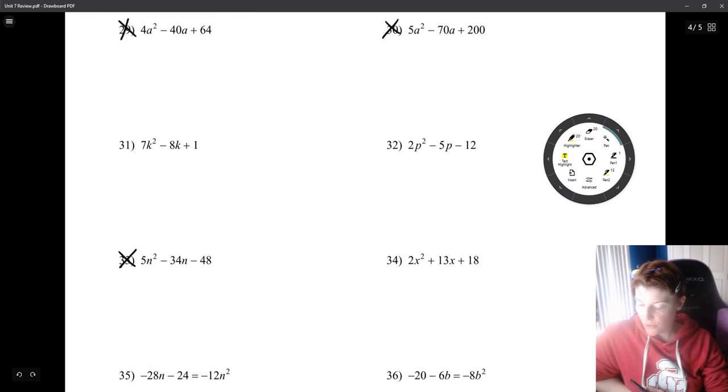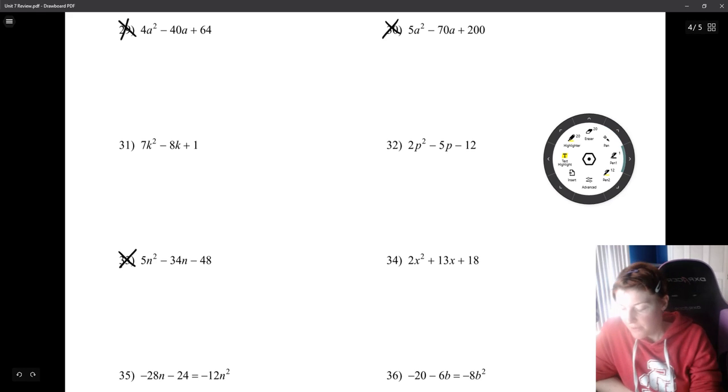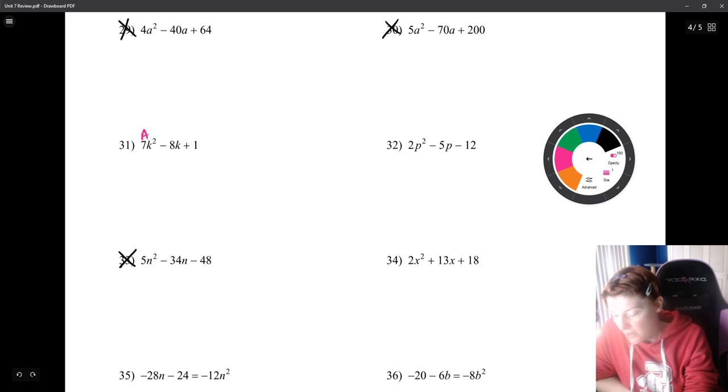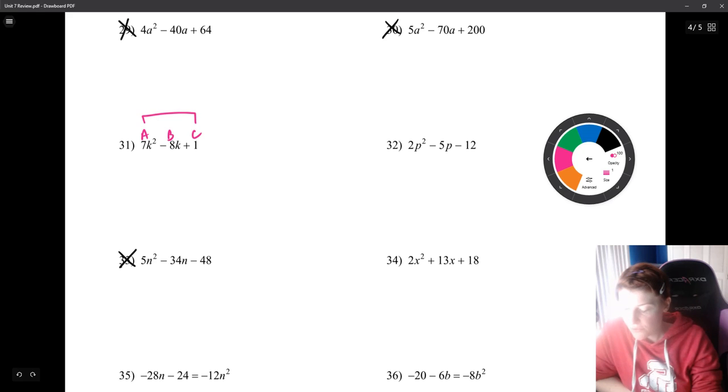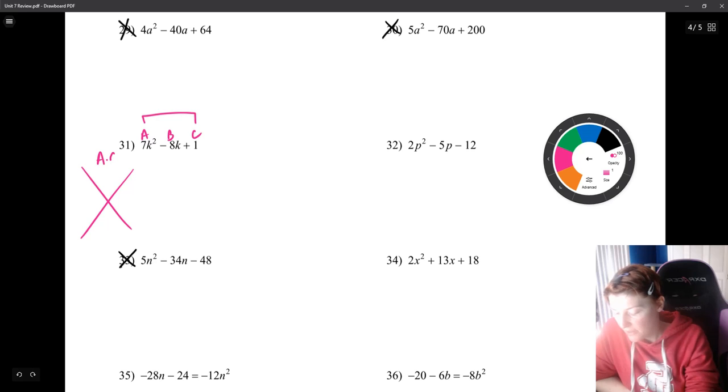I will do number 31. So number 31, I have, let's get some colors up in here. A, B, C. So A times C at the top of our X, B on the bottom of our X. 7 times 1 is 7. Our number on the bottom is negative 8.